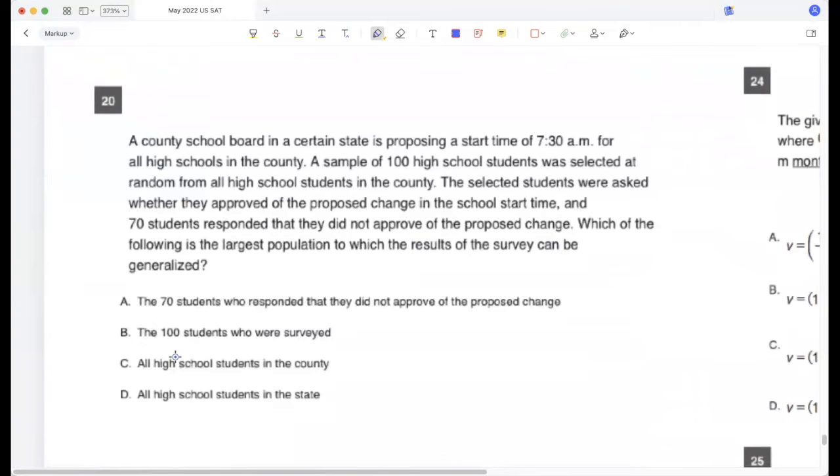A county school board in a certain state is proposing a start time of 7:30 for all high schools in the county. A sample of 100 high school students was selected at random from all high school students. The selected students were asked whether they approved of the proposed change, and 70 students said they did not approve. Which of the following is the largest population to which the results of the survey can be generalized? The 70 students, no, that's not what sampling is about. The 100 students who were surveyed, no. All high school students in the county, yes, but not all in the state, that's too large. So C.